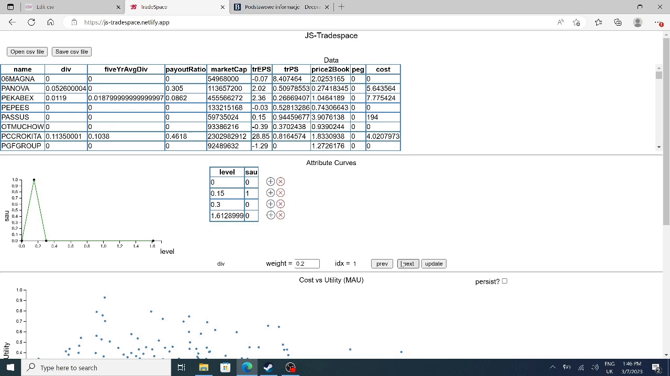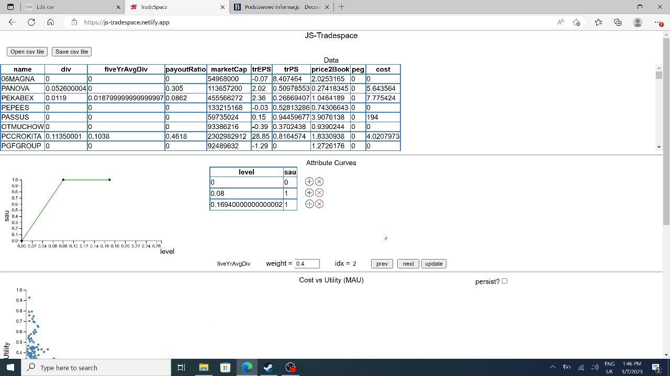Say if you're thinking long term, maybe the more important would be the 5-year average. So we put a 40% weight on that, and on average you usually expect lower yields. So we put 1 for 8%, and above that doesn't get any extra points.